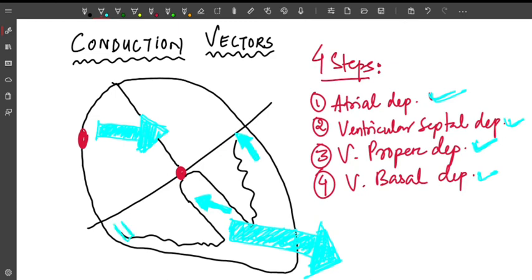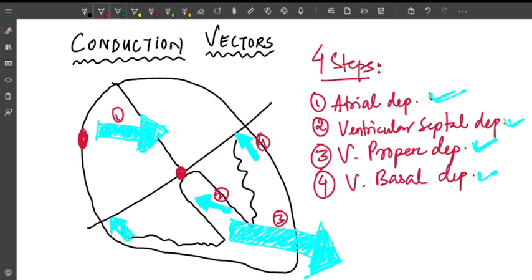These small basal ventricular parts represent the ventricular basal depolarization. So I think you got it. This is one, atrial depolarization; this is two, septal; this is ventricular proper; this is basal.